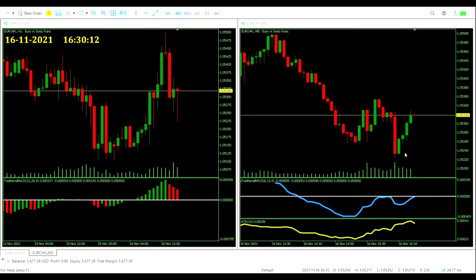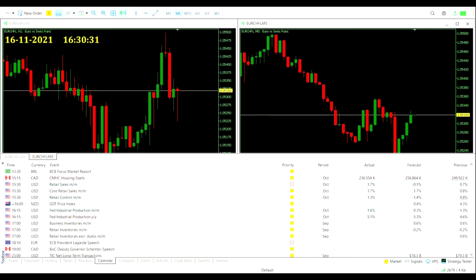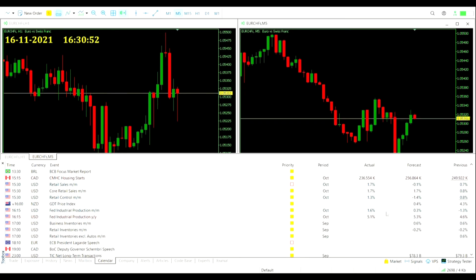Doesn't look like it'll make it this candle. We have had 4 straight green ones. We'd need another one to see it in, that's for sure. Those Fed industrial production numbers that came in, month on month, 1.6% actual against 0.3% forecast. Good figure there. And it puts the year on year at 5.1% actual against 5.3% forecast. Bit of a miss on the latter, but not really by much.